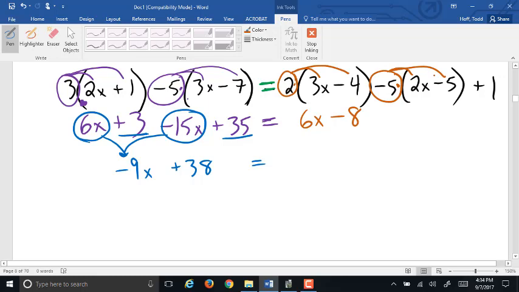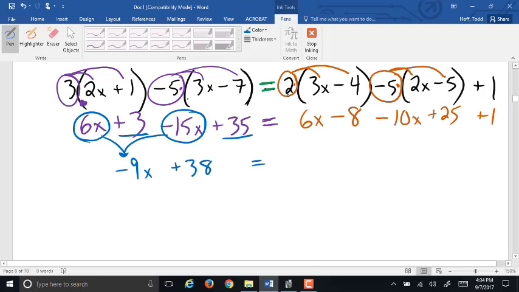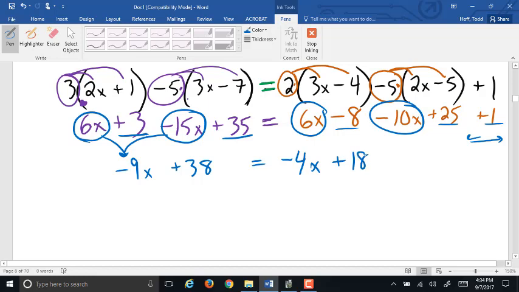What do we get when we distribute the -5 there? Perfect. -10x plus 25. Now we can't forget our +1 on the end over there. So now what can we combine there? X's. 6x and -10x make -4x. Then we can also combine the whole numbers, the ones. Negative 8 and 25 would be 17, right? Plus 1 would be 18, so positive 18.